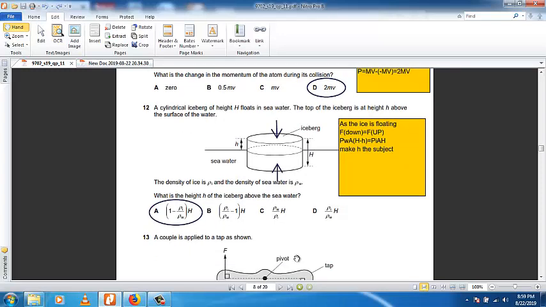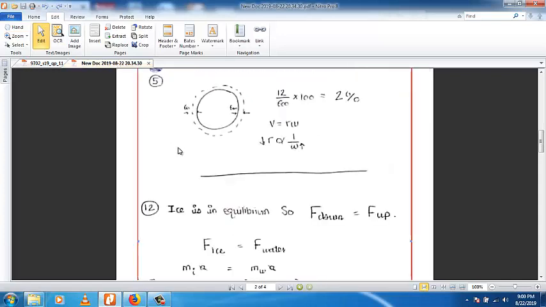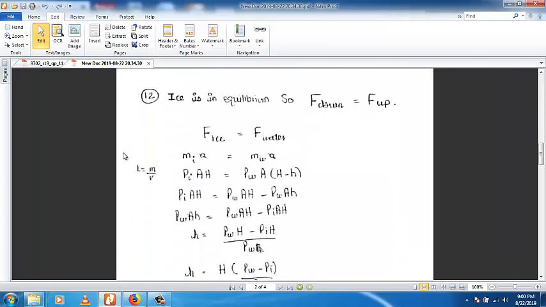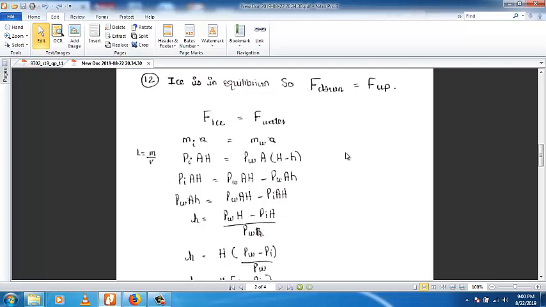The top of the iceberg is at height h above the surface of the water. The density of ice is pi and the density of seawater is pw. What is the height h of the iceberg above the seawater? That's a good question. Basically, you just have to know that ice is in equilibrium. It's floating, so it's in equilibrium. So the forces acting upward equal the forces acting downwards.